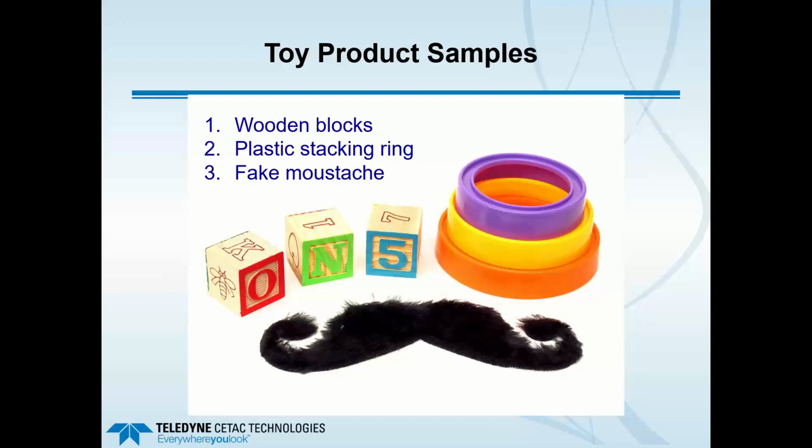So the toy products we're actually looking at in this particular study, and these were all Category 3 types, were purchased at a local store. They included wooden blocks, in particular paint that we can scrape off the blocks, so essentially paint flakes, plastic stacking rings, and a fake mustache. This would be something that would come under the realm of a costume that children might use for play.